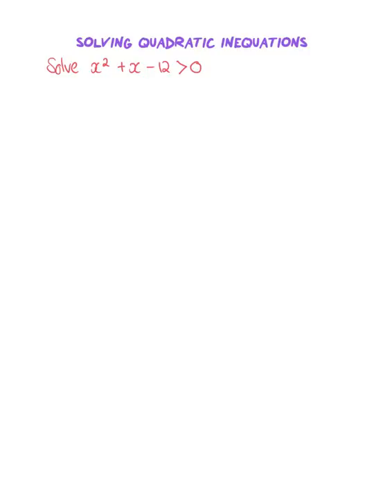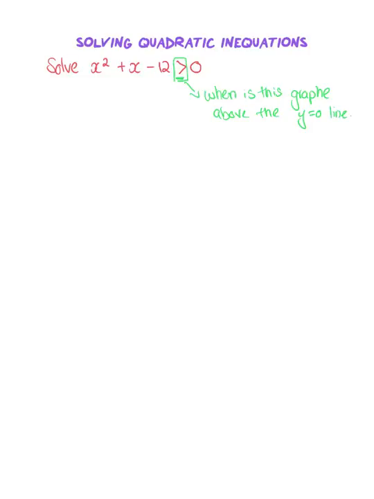Today we're solving quadratic inequations. An inequation is when we have these symbols in our equation instead of the equal sign. And this one says solve: when is x squared plus x minus 12 greater than 0? What that means is when is this graph above the y equals 0 line.